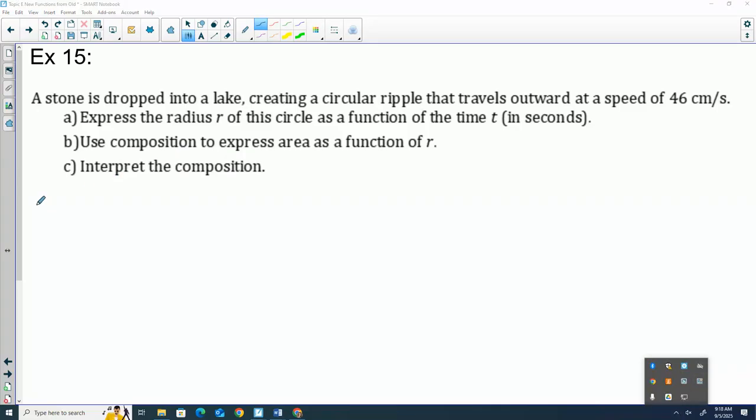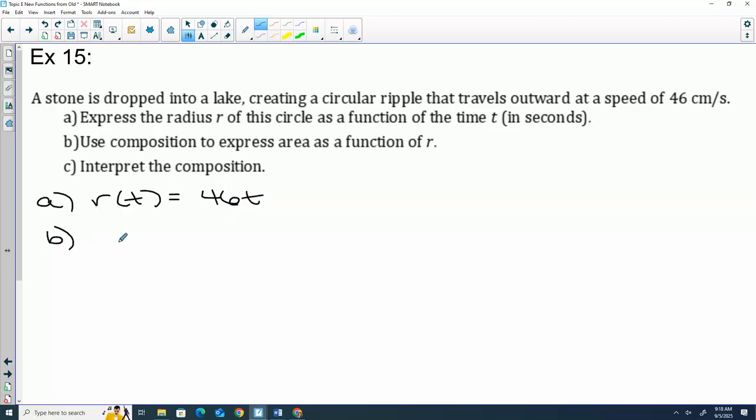A stone is dropped into a lake, creating a circular ripple that travels outward at a speed of 46 centimeters per second. So part A, express the radius as a function of the time. What would that be? R of t equals 46 t. All right, we want area as a function of t. What is area of a circle? Pi R squared. I should have said that's a function of t. Hopefully you guys knew what I wanted there.